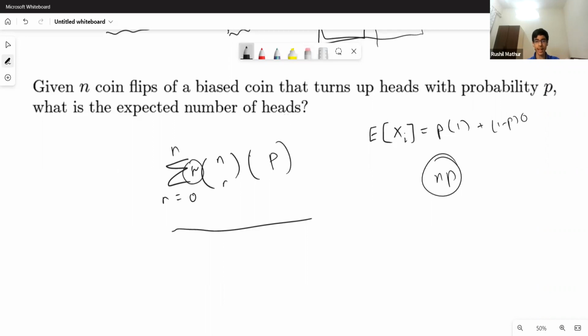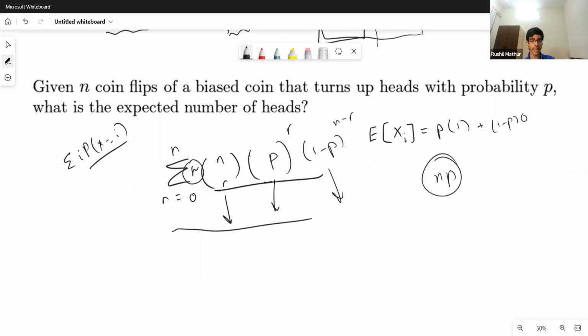Oh, sorry, the 1 by p was only for half. It's like p raised to r into 1 minus p raised to n minus r. Basically, this is saying that if you want r heads, that's equivalent to getting heads r times and tails n minus r times, and then arranging those heads and tails in one of n choose r ways. And then in your expected value, you have i into P of x equal i. This thing is the full thing, and this is the r.